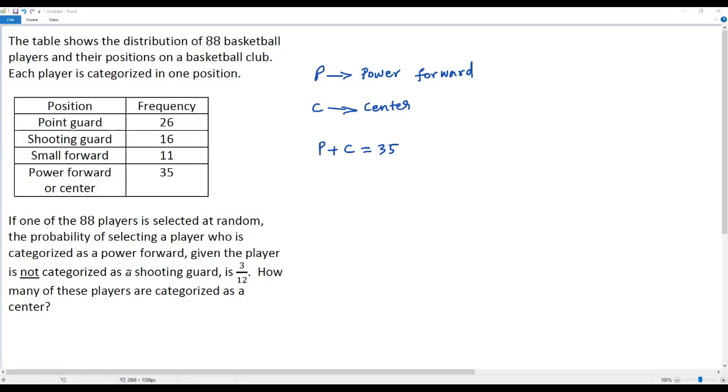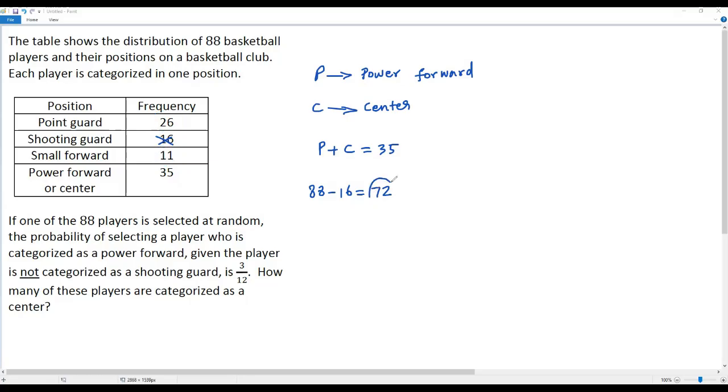Let's get the total for this one. Okay, now to get the total for the given conditional probability, we have to exclude this 16, because the 16 is the number of players who are categorized as a shooting guard. So I have to subtract the 16 from the total number of players, 88. That is 88 minus 16, which is equal to 72. Or we can add this 26, 11 and 35. That will give a total of 72.